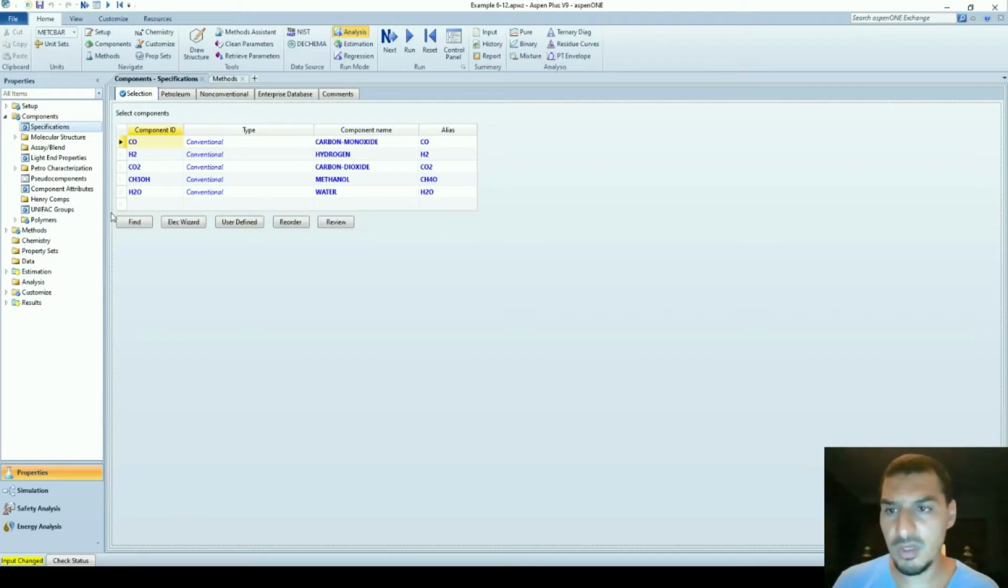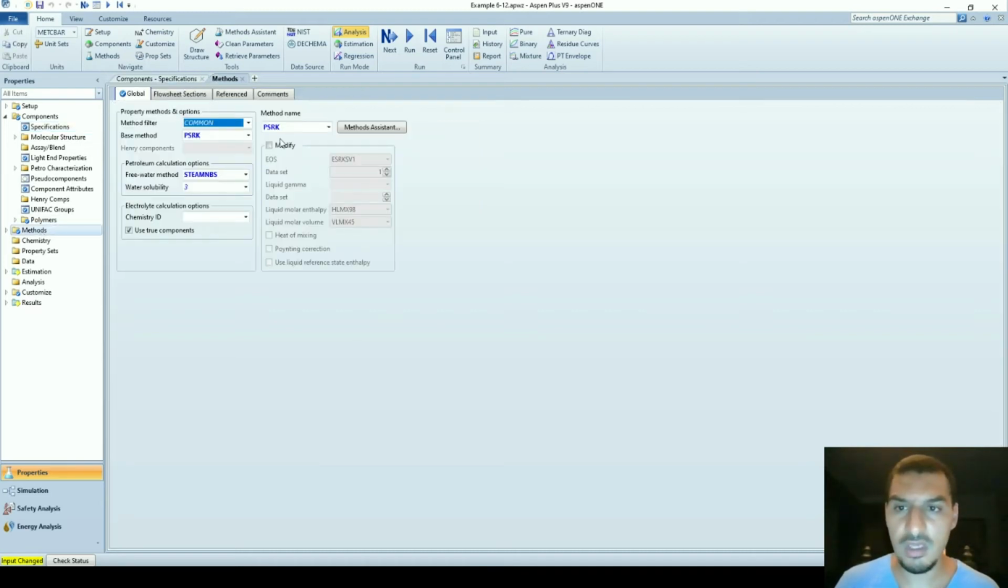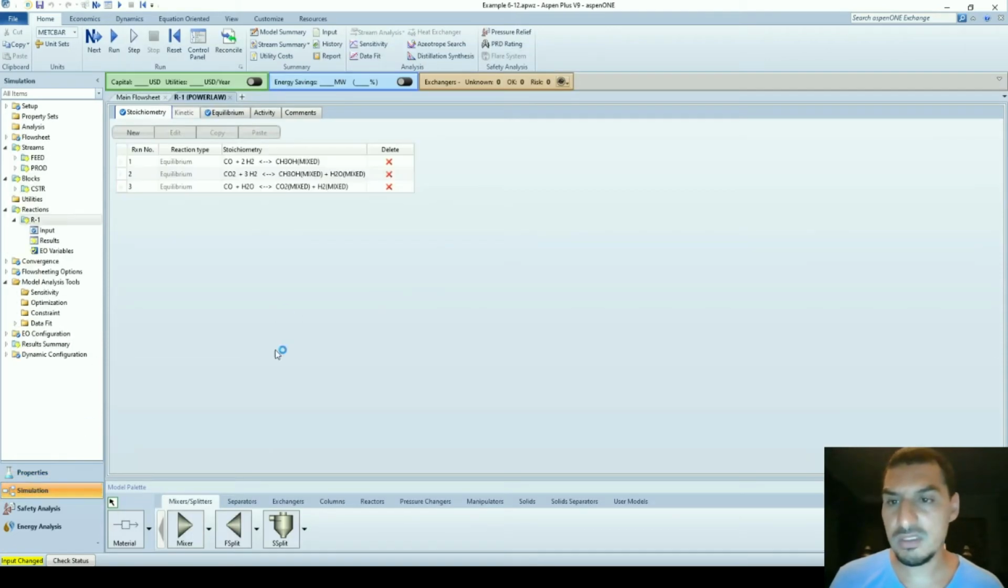First, I define the components here in the properties environment, and for the methods I chose the PSRK. So we have polar components here like methanol and water, but I cannot use an activity coefficient model because I'm operating at high pressures. So I use the PSRK, like what it was done in the example, and I use the steam MBS for the free water method. So regarding the properties environment, there is nothing new. And now let's go to the simulation environment.